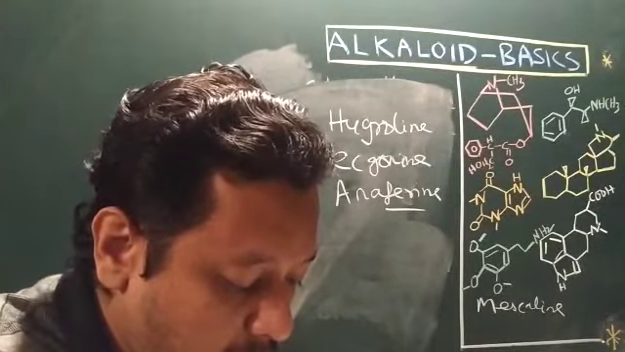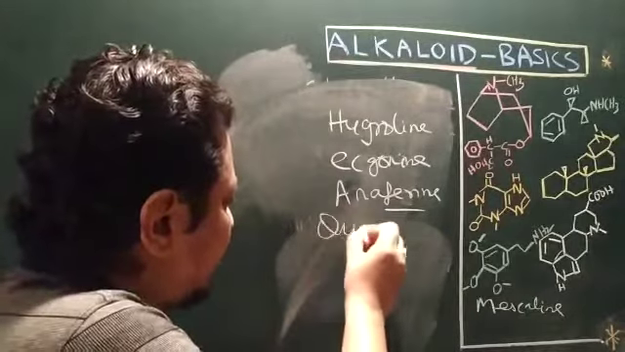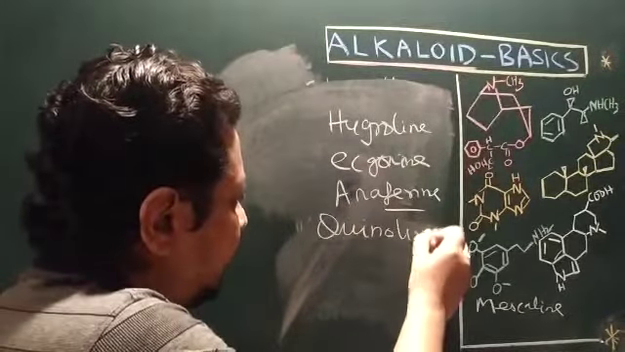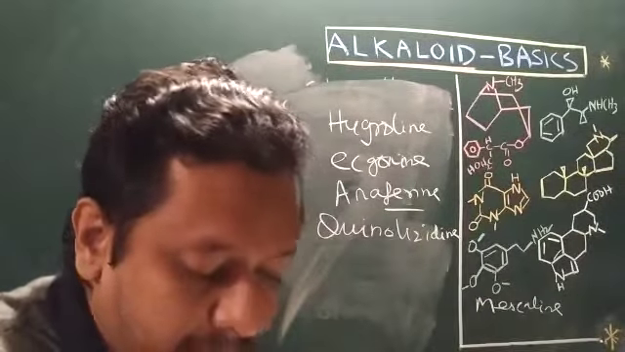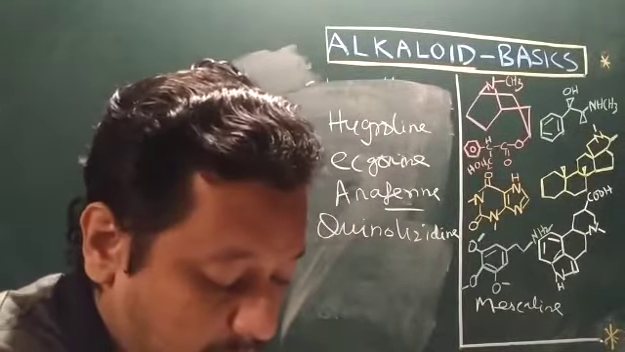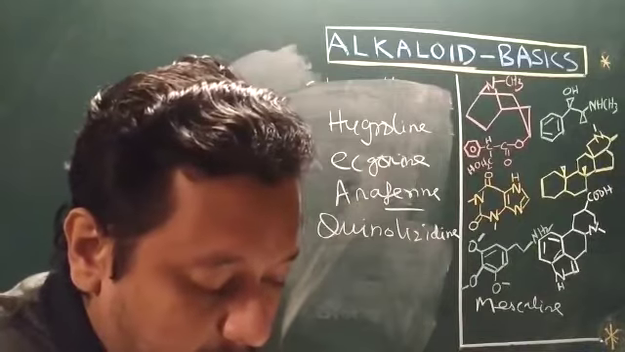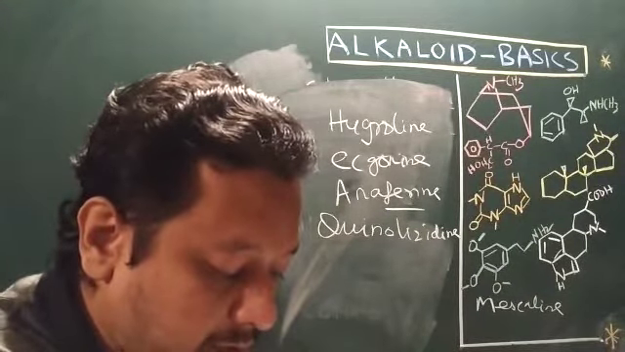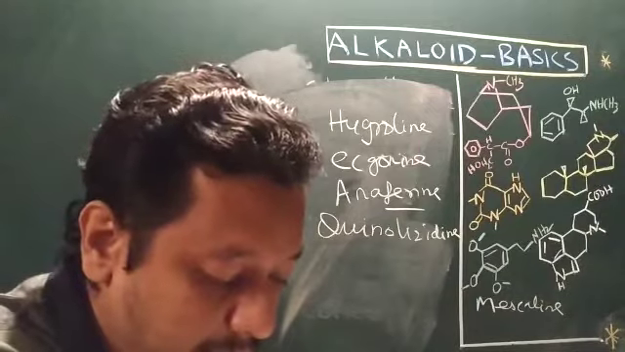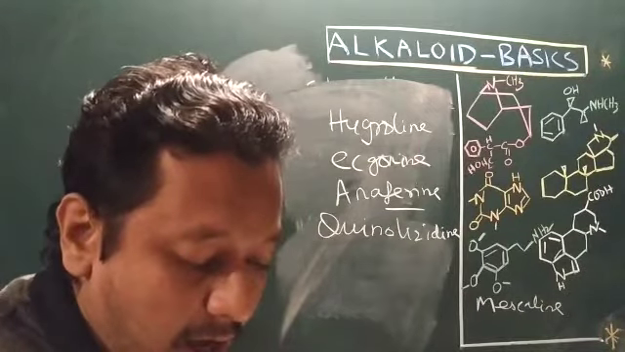Then quinolizidine is one of the classes obtained from the amino acid lysine, for example lupinine. Then you have pyridine, pyridine-containing alkaloids from nicotinic acid, like ricinine and arecoline.